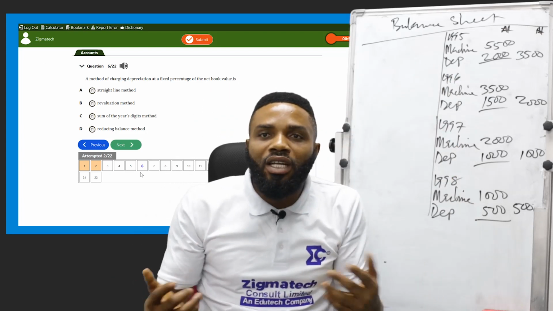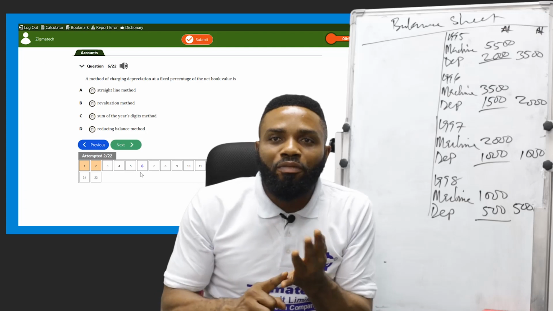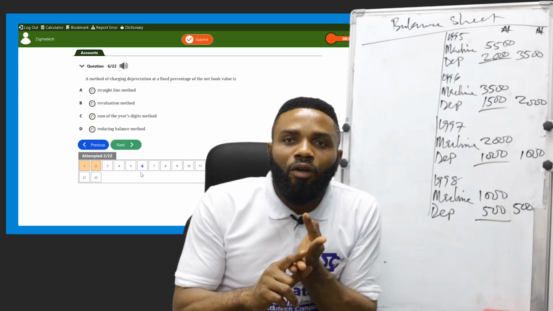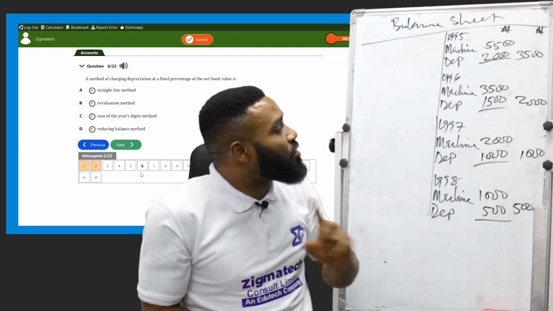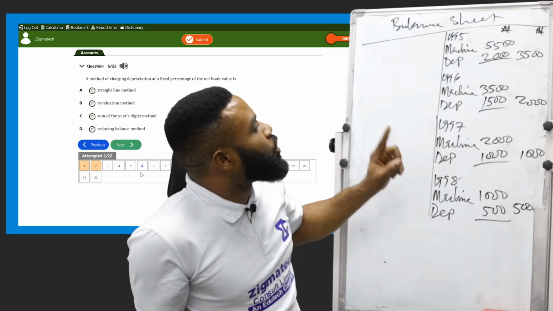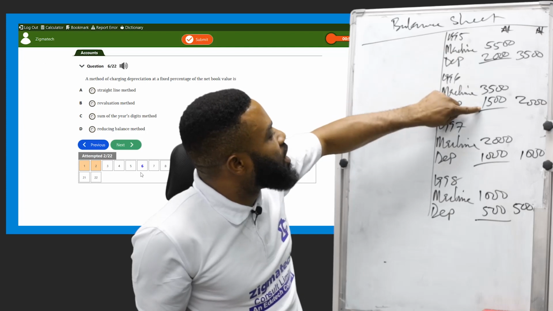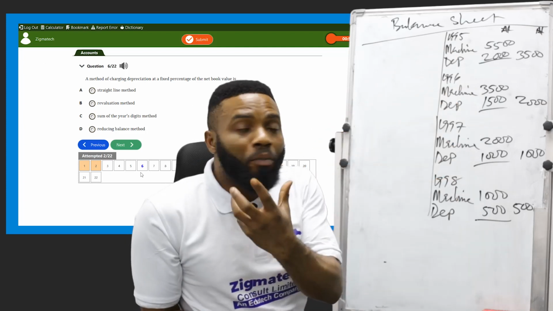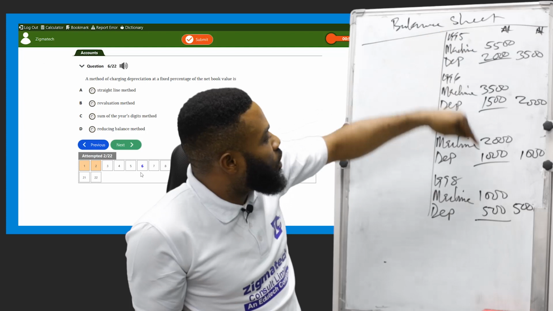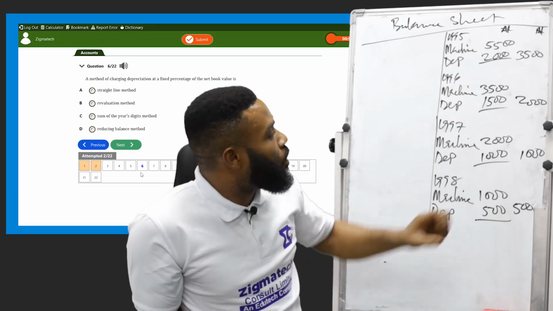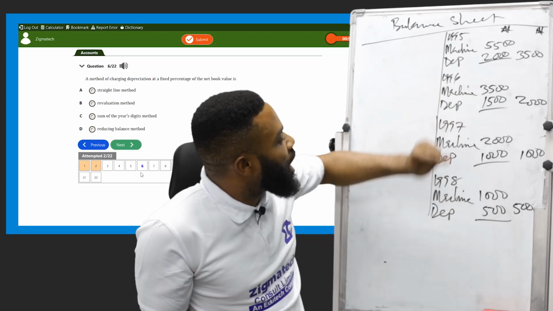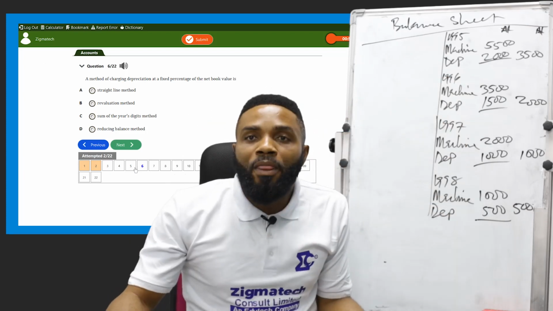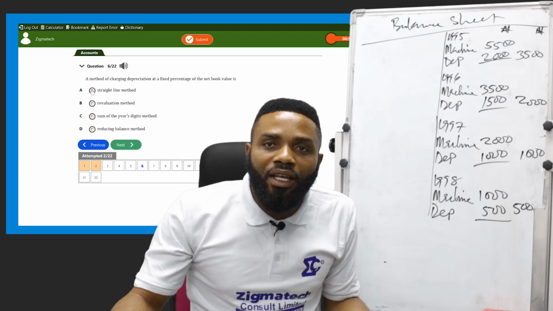And the answer is what? Reducing balance method. It cannot be revaluation method. It cannot be sum of the years digit method. It cannot be straight line method. If it is straight line method, then what is going to be here will be the same charge each year, 2,000, 2,000, 2,000, 2,000. If it is sum of the year digit method, it's going to look like this. But if it is reducing balance method, the charge is a fixed percentage of the net book value. So the answer there is simply A.